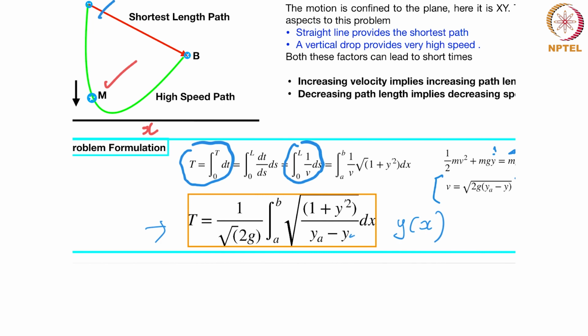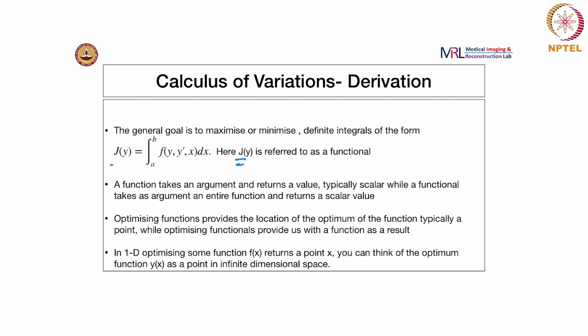All right, so we'll revisit this once we finish the derivation. If you want to minimize time, which is basically this functional, then you have to find a path y. So it's an entire function. The general goal here is to maximize or minimize definite integrals of this form. If you note, it's a definite integral from a to b, and f, the integrand, is a function of y, y prime, which is dy by dx, and x. This J of y itself is referred to as a functional.